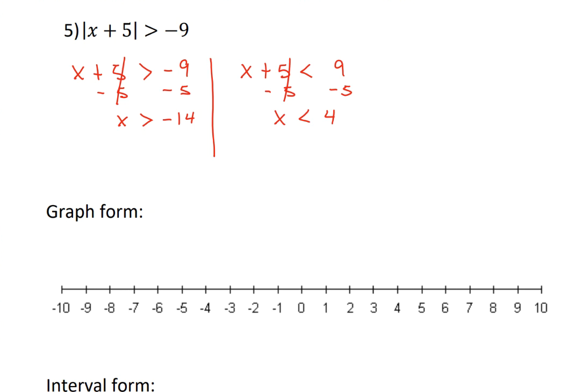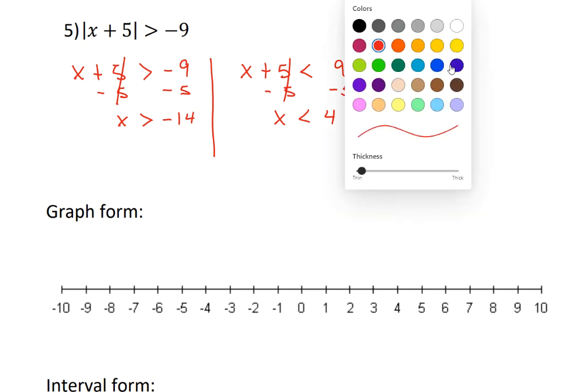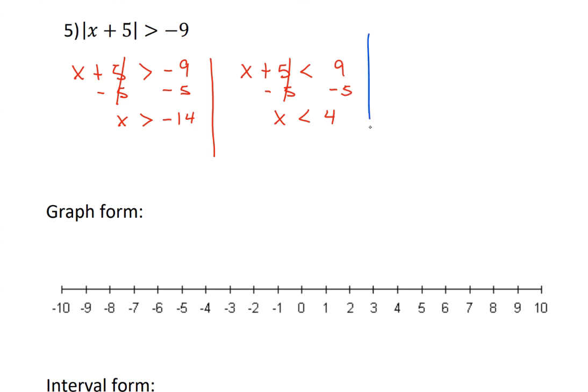Okay, so let's check these solutions. Now, we check inequalities a little differently than we do equations. We don't plug in the exact number unless it's equal to. So this says x is some number greater than negative 14. So we have to pick a number that's greater than negative 14. I'm just going to choose the next number, which is negative 13. That's greater than negative 14. So I'm going to plug in negative 13 into our original absolute value inequality.